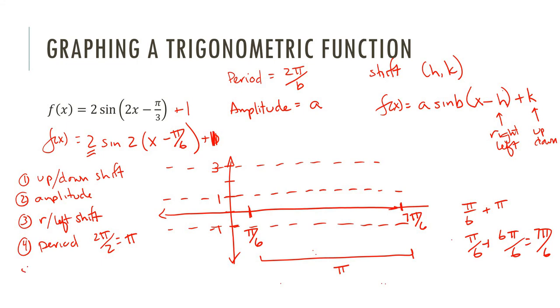Now I need a few critical points. I've got my endpoints already. I need some critical points. So I need the middle. What is halfway between 1/6 and 7/6? Hopefully you can add 1 and 7 and divide by 2 and get 4/6. We could also call that 2 pi over 3.